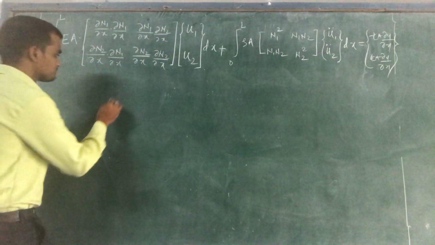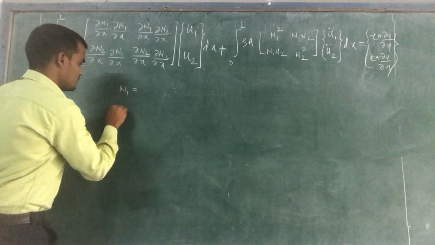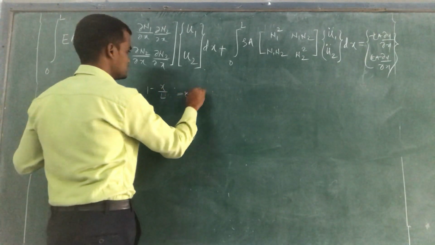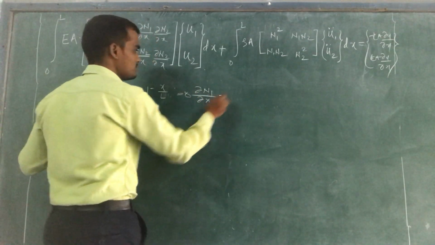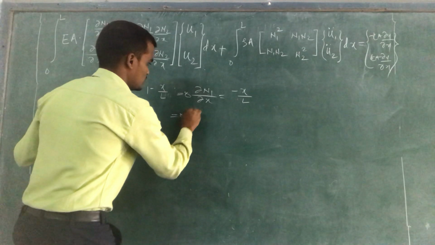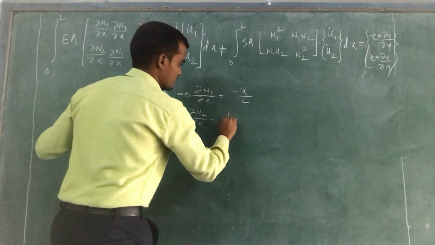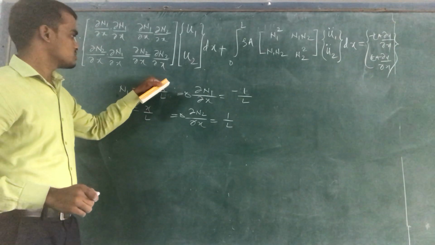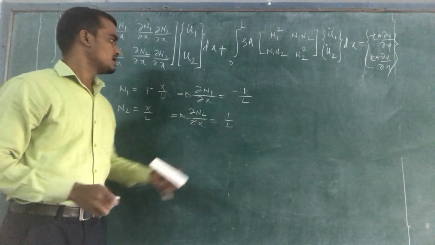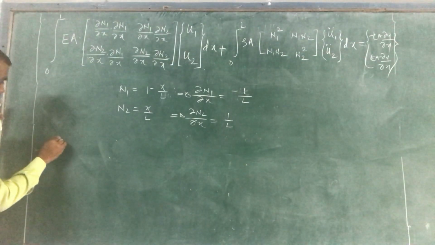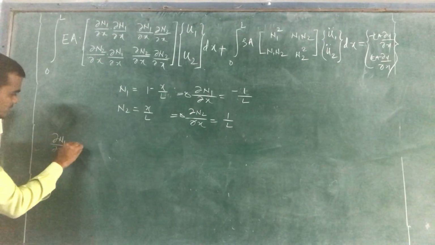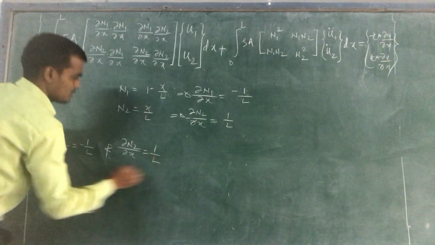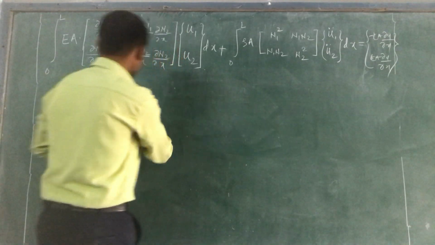So for this case we need N1 and N2. N1 is nothing but 1 minus x by L, N2 is nothing but x by L. So ∂N1/∂x will become minus 1 by L, because with respect to x we take the derivative, and ∂N2/∂x will become 1 by L. So we know that ∂N1/∂x is equal to minus 1 by L, and ∂N2/∂x is equal to 1 by L. So we need to put these values into this equation.